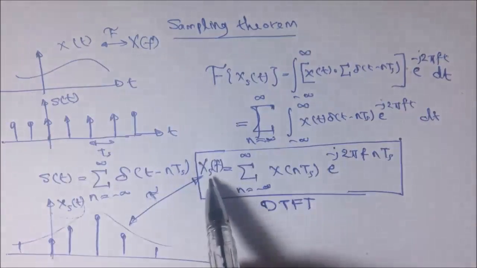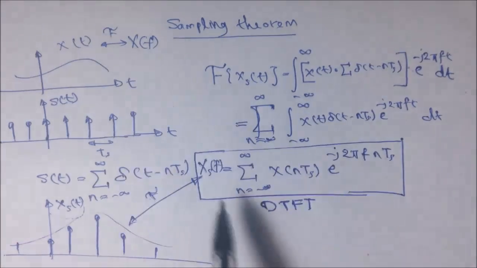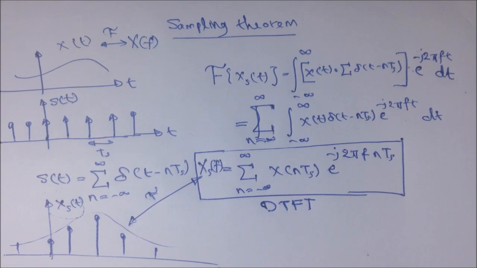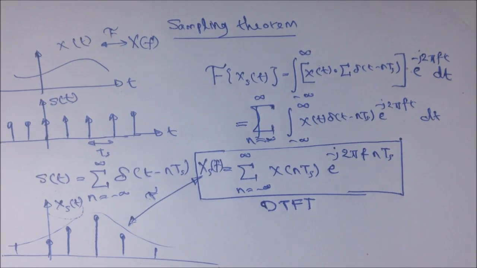This is different from X_s(f). I will try to find the relation between them. But for the moment, I'll try to point out some important notes about the discrete-time Fourier transform.